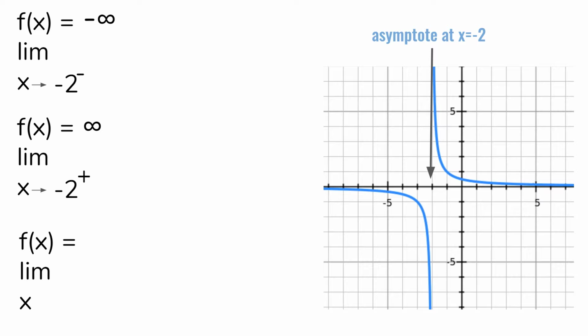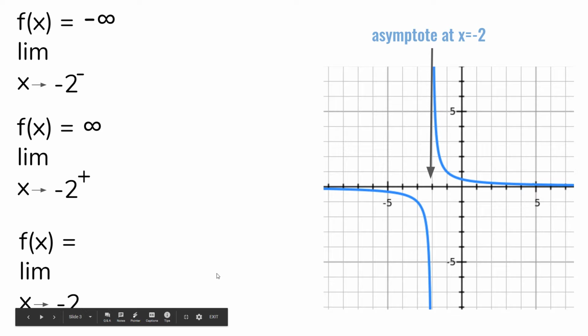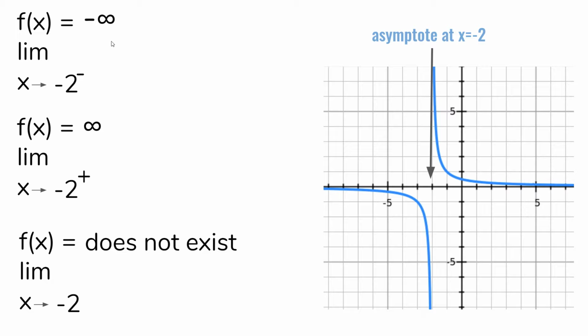So now, what is the limit of f of x as x is approaching negative 2? Well, this is an asymptote, so none of the values here are defined. So we would say that the limit does not exist. But also, f of x when approaching negative 2 from the left and the right side do not equal each other. So therefore, even if it wasn't an asymptote, the limit would not exist anyway at negative 2.